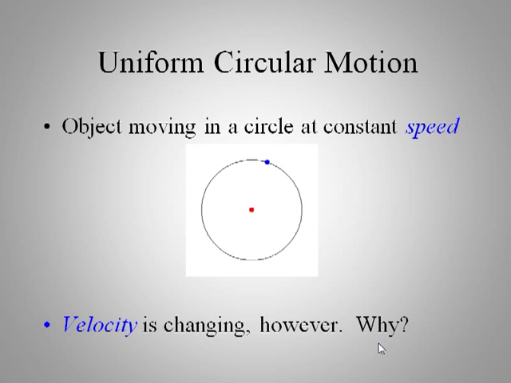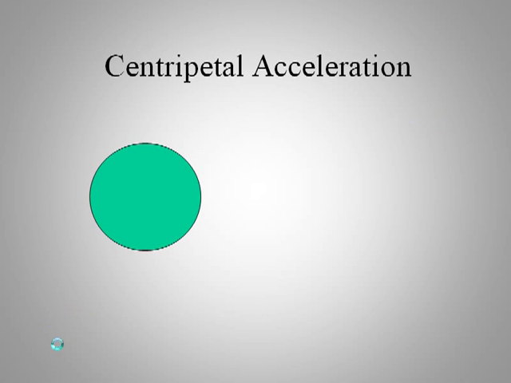Yeah, the velocity is changing because the direction is changing. Remember, velocity is a vector, right? So although the speed is the same everywhere, it's changing direction. Now, velocity is changing. By definition, we have some kind of acceleration. So let's investigate that further.